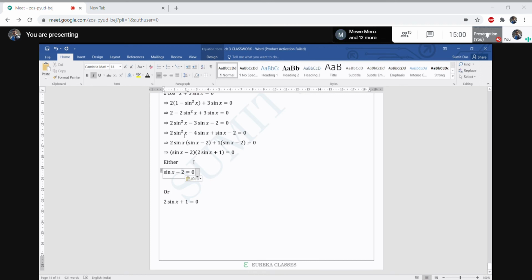Understood? We know that if the multiplication of 2 terms is 0, that means one part is 0. So next line, sine x is equal to 2. Now let me know for which value sine x is equal to 2. I'm simplifying the next part, but let me know for which value sine x is equal to 2.